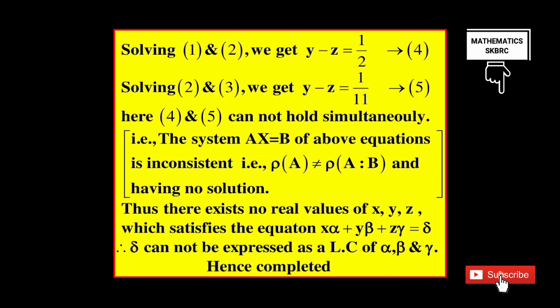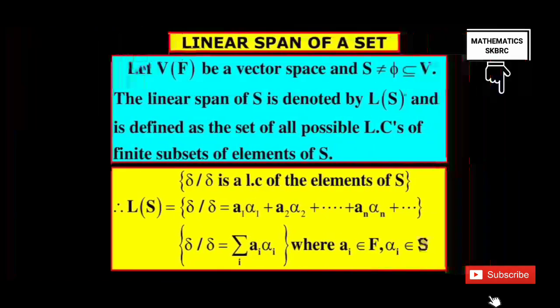This means there exist no real values of x, y, z which satisfy the equation x alpha plus y beta plus z gamma equal to delta. Hence delta cannot be expressed as a linear combination of the vectors alpha, beta and gamma. Hence complete the result.